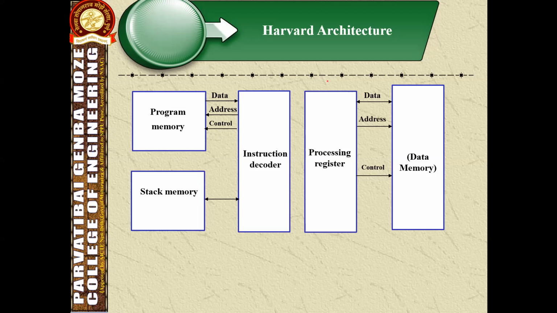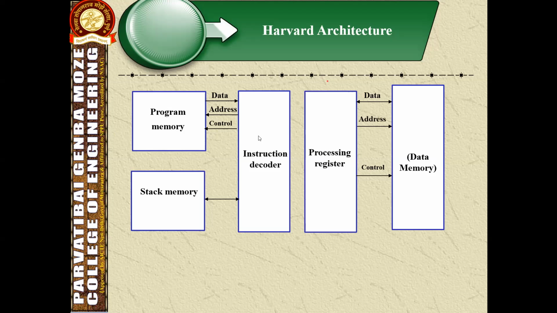Therefore, the distinction between data memory and program memory is physical. They are connected to the processor through separate sets of address, data and control buses. Each memory is interfaced to the processor by using a different data bus and address bus, and also different control signals. This type of architecture is normally used by the RISC processor. Here there are two different memories: this one is the program memory and this one is the data memory.